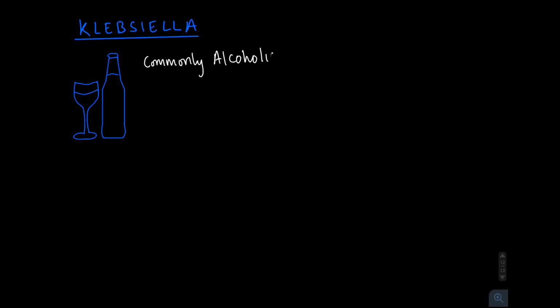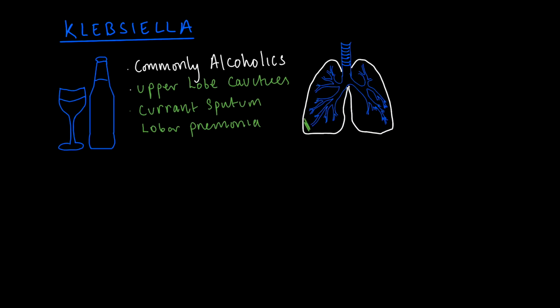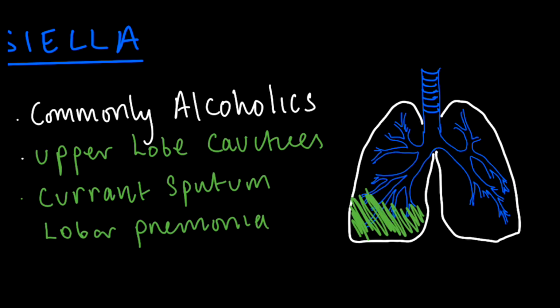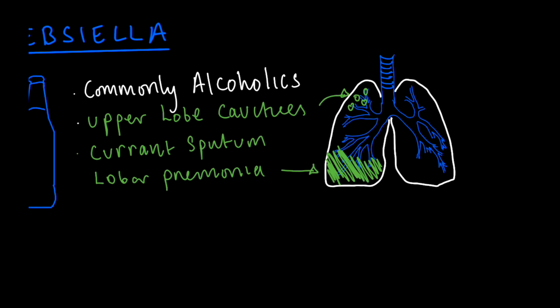Okay, so let's talk briefly about some common organisms that we may encounter in examinations. The first is Klebsiella. So as you can see by the picture here, you need to think about alcoholics. It's very common in them. And the clinical features it presents with is essentially upper lobe cavitations, currant jelly sputum, and lobar pneumonia. You can see on the diagram here that essentially means affecting one lobe. And you can also see that the cavitations will be affecting the upper lobes.